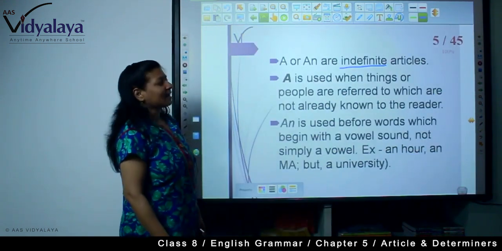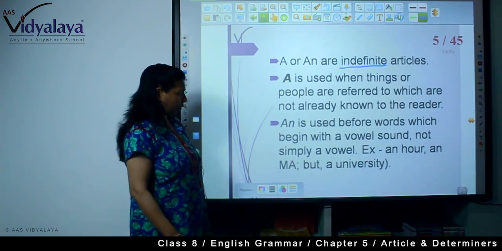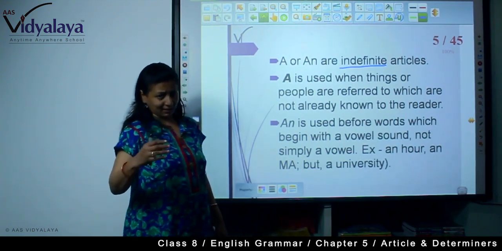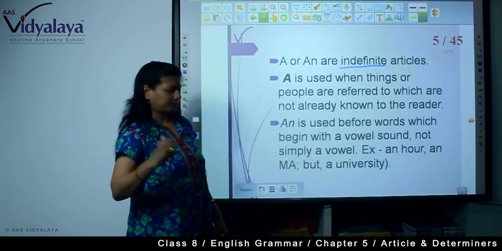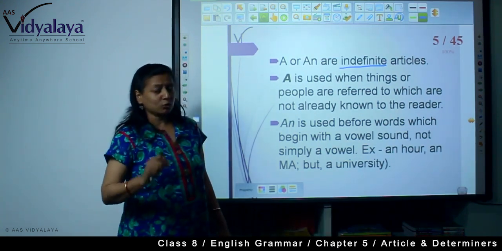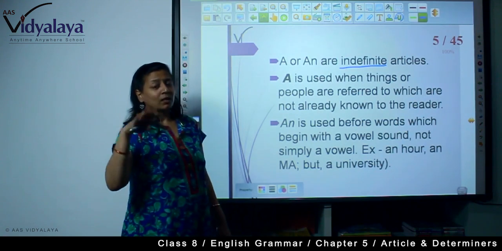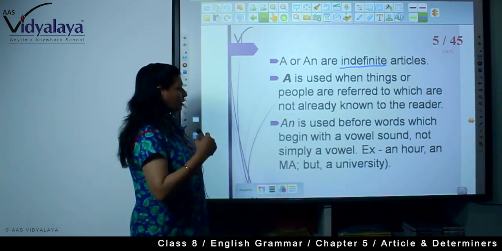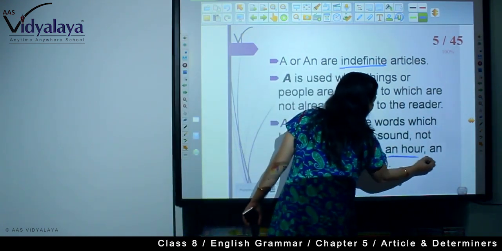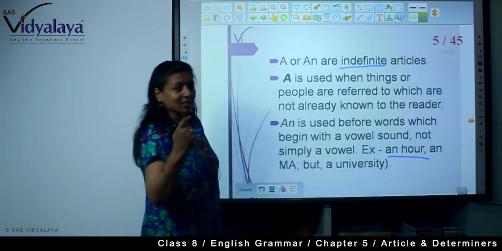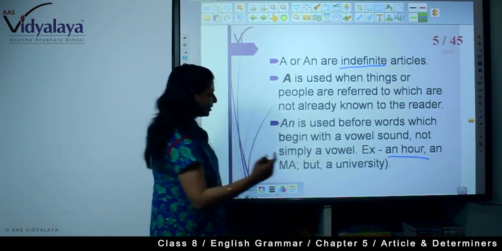Now, a or an are indefinite articles. A is used when things or people are referred to which are not already known to the reader. These are not specific, just a general category: anyone, a boy, a girl. Now, an is used before words which begin with a vowel sound in pronunciation, not simply a vowel. For example, an hour, though H is here, but when we say an hour. An MA, but a university, though U is here.